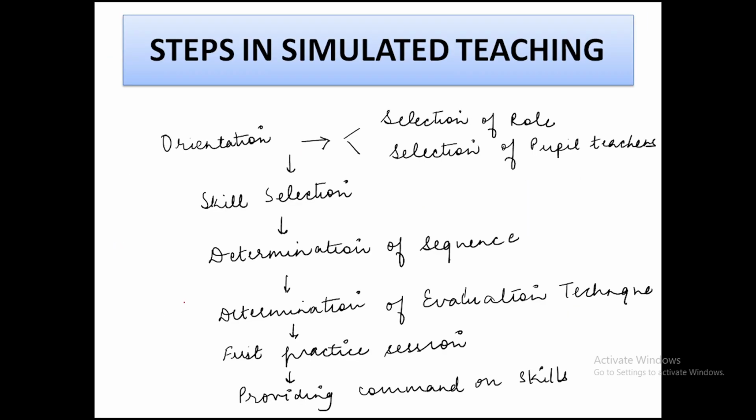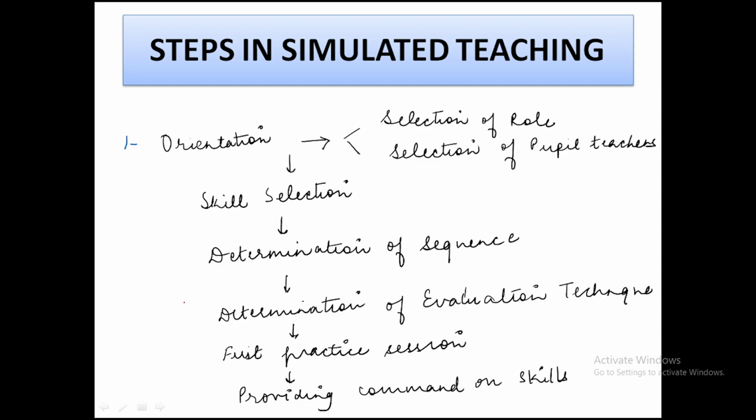What are the steps of simulated teaching? How do we start and do simulated teaching in the class? First of all, we do orientation: pupil teachers are given theoretical knowledge about simulated teaching. They are told about its meaning and concept, its importance, its application, and they are taught the roles of teachers, supervisors and students, and a suitable day for training.